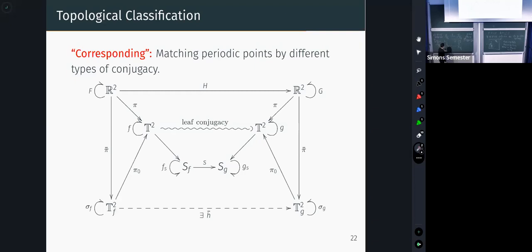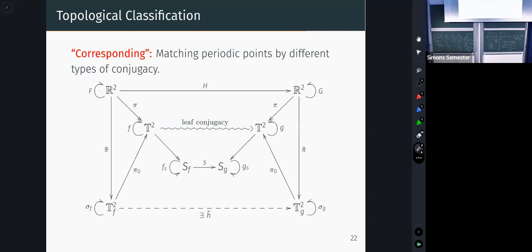So by the conjugacy, you can constrain the stable leaf of G at some point, which I write as P prime, equal to H tilde of the stable leaf F^s_F of P. You map this stable leaf of F to the stable leaf of G, and this leaf is also periodic. That means G^n of the stable leaf of G at P prime is equal to itself. And in the stable manifolds you are uniformly contracting, so this tells you that you can choose P prime to belong to the periodic points of G. This gives you a corresponding periodic point.